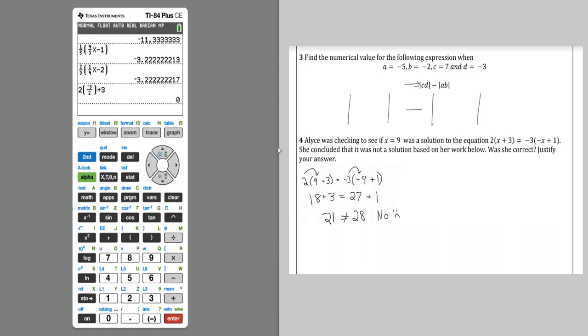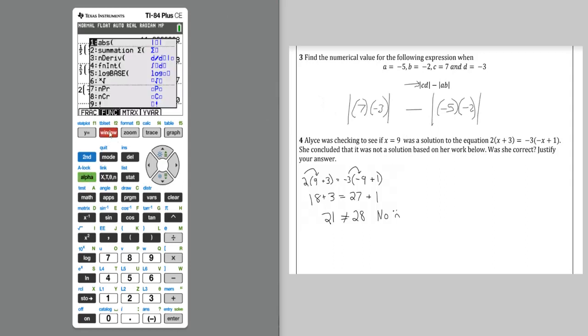All right, so C and D next to each other means C times D. So I'm going to use parentheses here for the 7, for the C, and then negative 3 for the D. And then minus, and then A is negative 5, again multiplying, and B is negative 2. So I'm going to put this whole thing in my calculator all at the same time, but I do need to know where my absolute value is. If you go to alpha window, alpha tends to have a lot of shortcuts for some of the most common ones you're going to use. And choice 1 is absolute value. So there you go, abs.